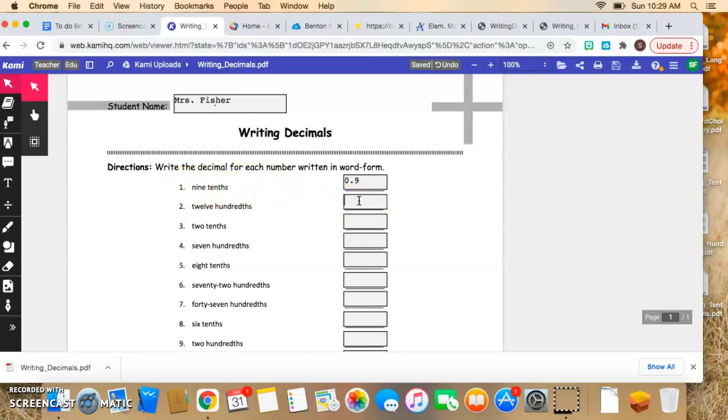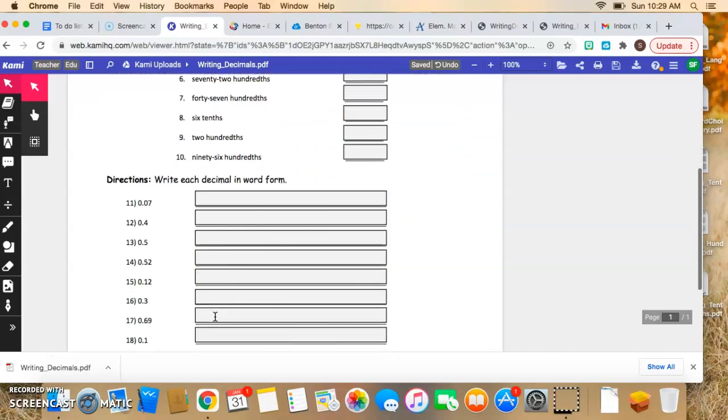Okay, for this, it's 12 hundredths. So 0, decimal, 12. 2/10. 0, decimal, 2. And then 7 hundredths. Now this one is a little different. So it's a 0, decimal, then the tenths place needs a 0, and then hundredths is next. So then we put a 7. All right, I would like you to try the rest, and then I'm going to show you some.